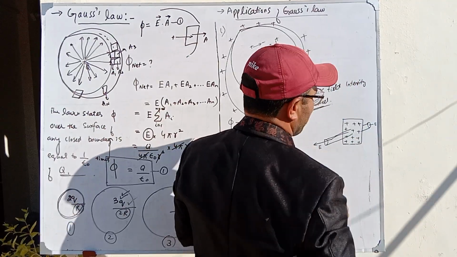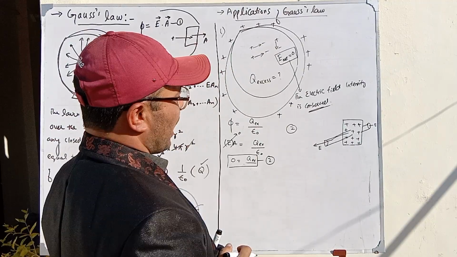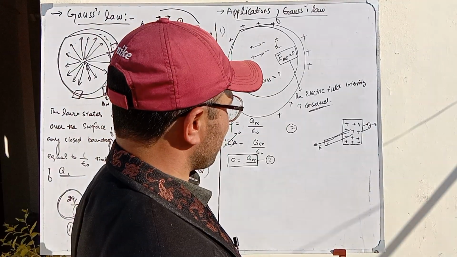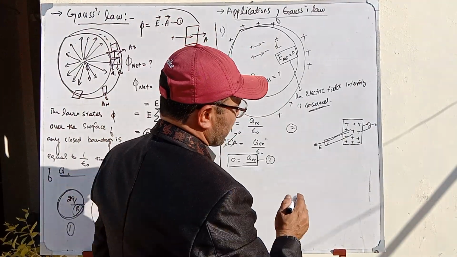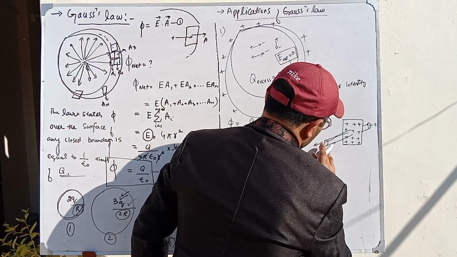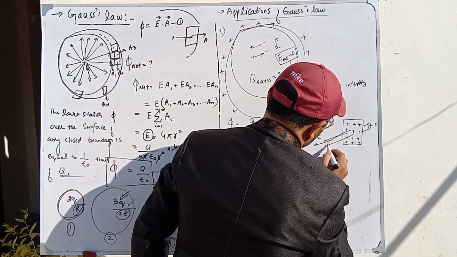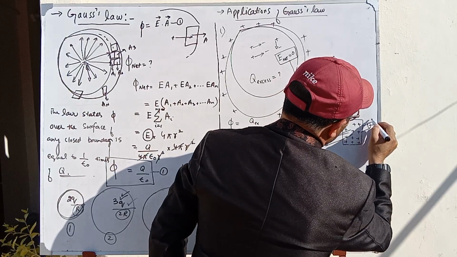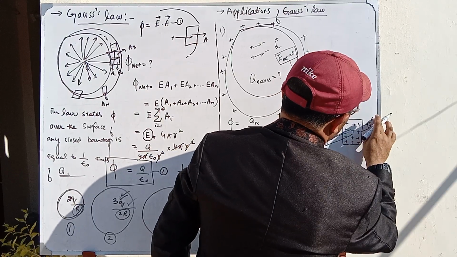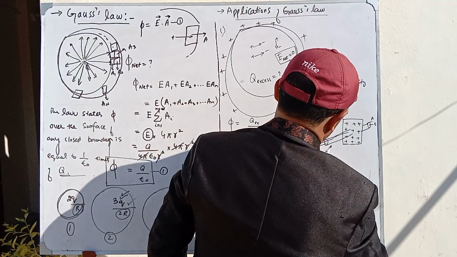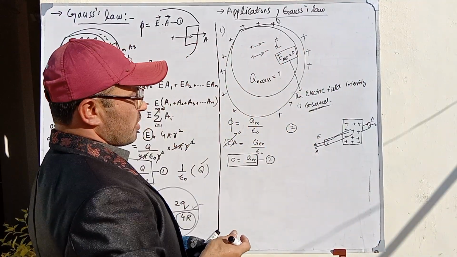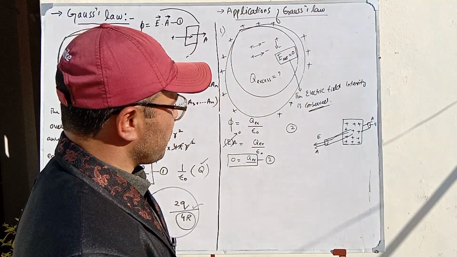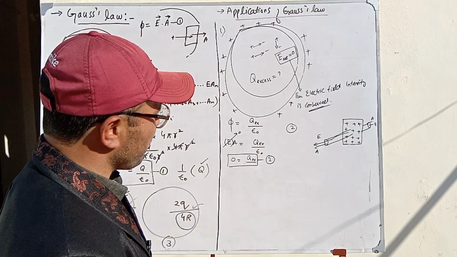Symmetry means the electric field lines are the same at the same distance from any charged body. Here I take just like E, and this is area A1 and this is area A2, but both have the same cross-sectional area, so I am taking A due to symmetry.